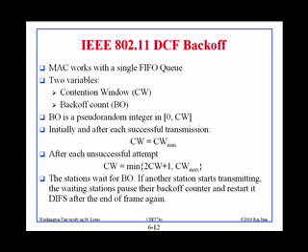So suppose your CW is 15. You draw a random number between 0 and 15, and the random number comes out 7 for you. Then you just wait for 7 DIFS before you can send your what packet? What packet? RTS. Your packets never collide, by the way.